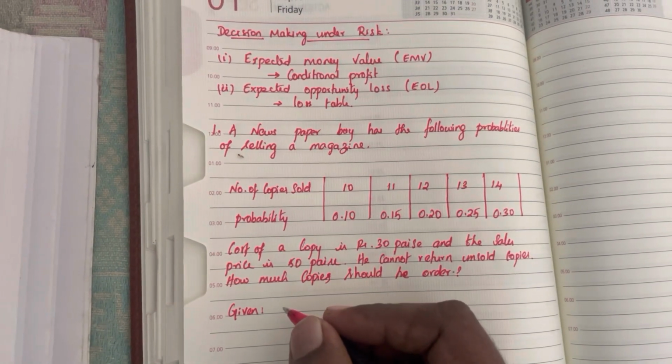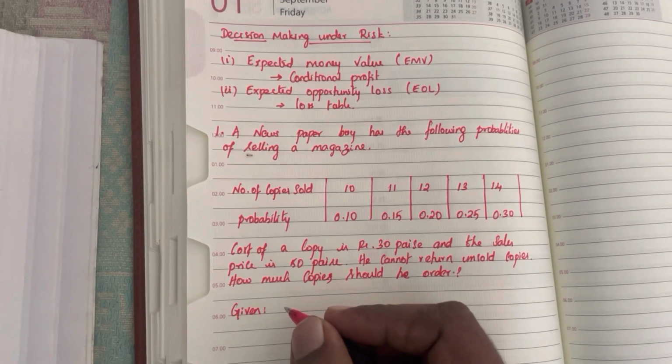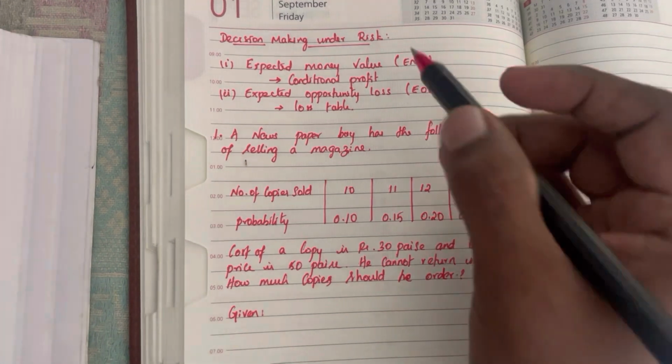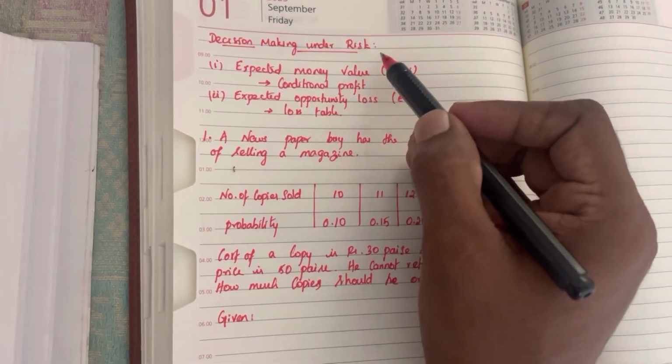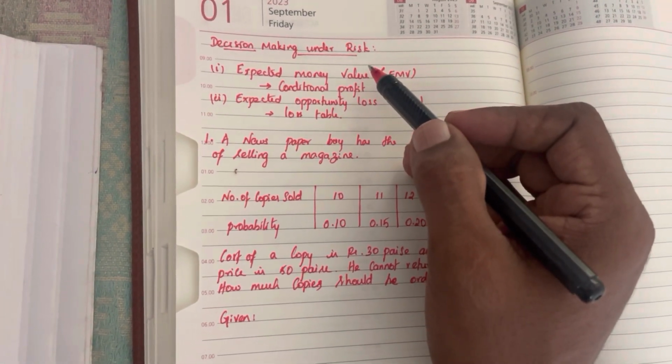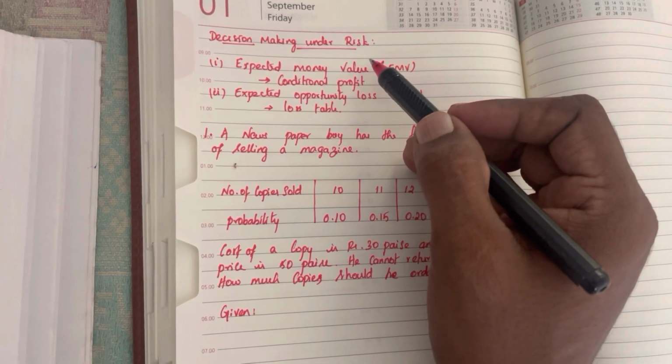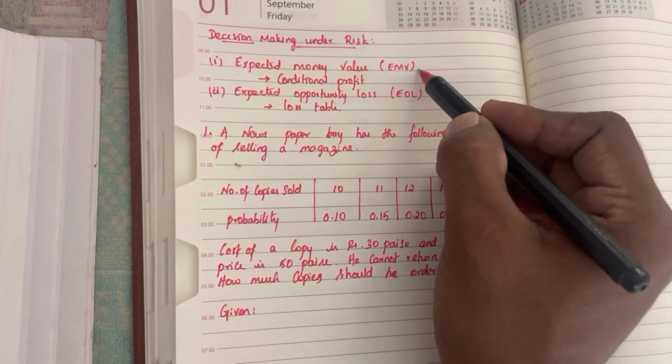Hi, today we are going to see decision theory. Under decision theory, we are going to see a method called decision making under risk. When in a situation of risk, how are we going to make decisions? For that, we are going to use two methods.